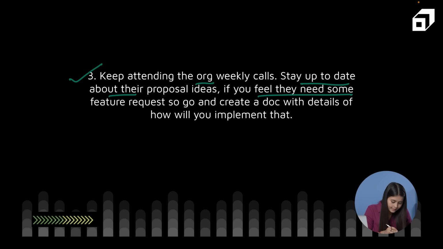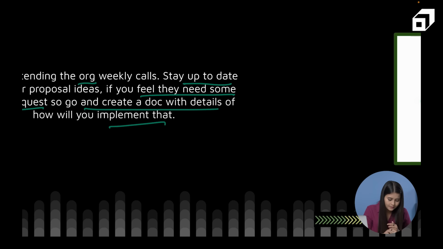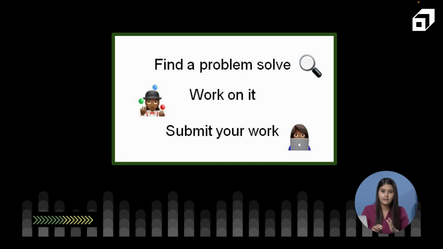So if you feel they need some feature request, etc., you can create a GDoc, a proposal doc, for GSoC. I will do one thing for your reference. I will also give you the link of some of the GSoC proposals, the way you can create a proposal, right? So all the handy links you can get in the description. And yes, these were the 3 most important steps that you should keep in mind if you are going to start with this program.